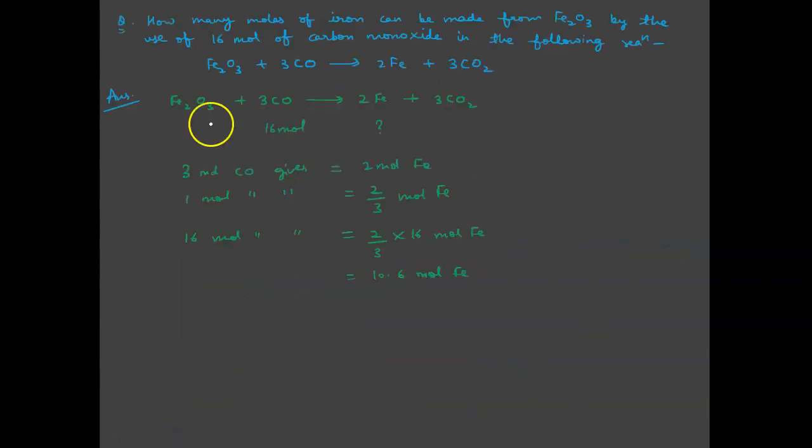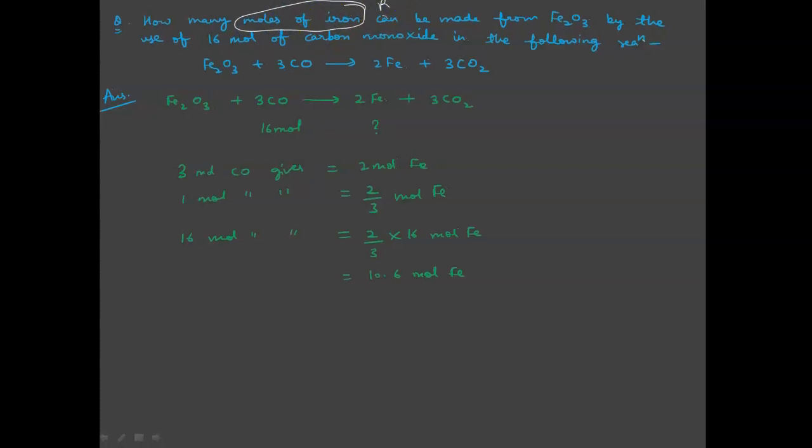Coming to the next question. How many moles of iron can be made from Fe2O3 by the use of 16 mole of carbon monoxide in the following reaction? The equation is Fe2O3 plus 3CO giving 2Fe plus 3CO2. So we have to calculate moles of iron. This should be in the RHS. We have decided this should be on the RHS side.